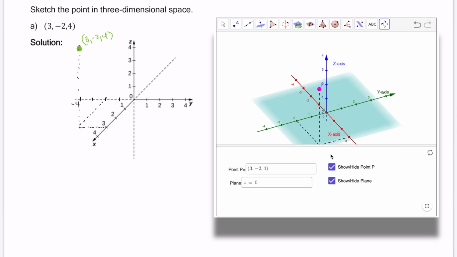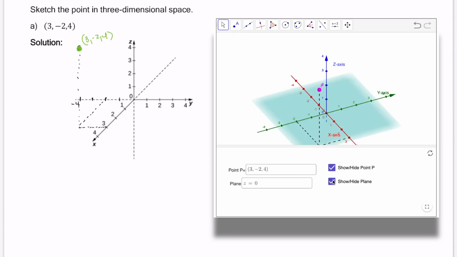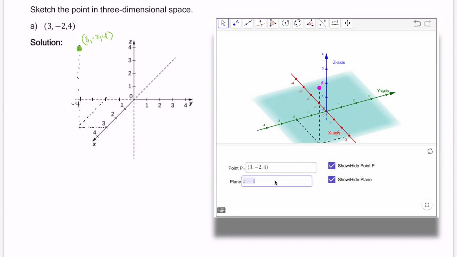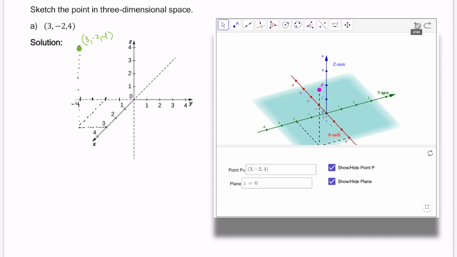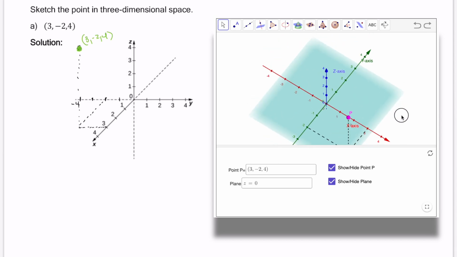And if you want to play around with this, you can go ahead and hide that plane. You can change this plane to any value you want. This isn't really necessary for this example, but in case you want to play around with it, there you go. All right, so this is our point.